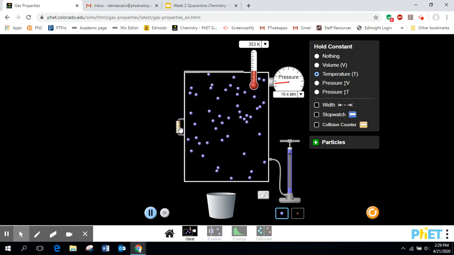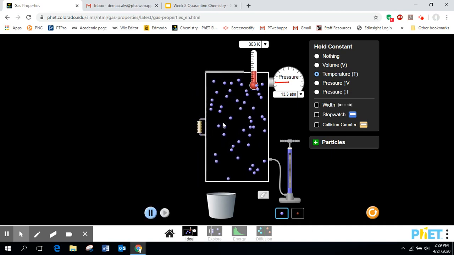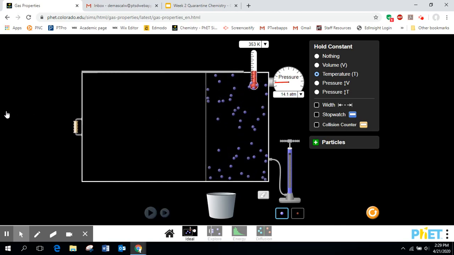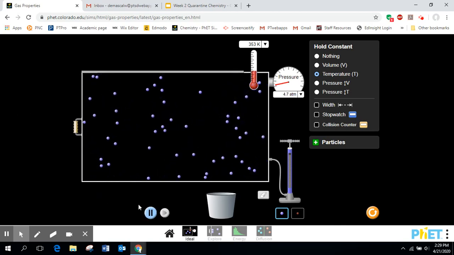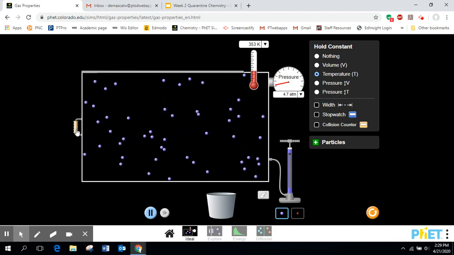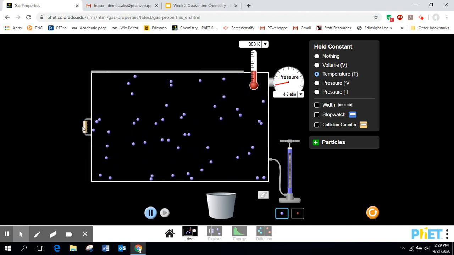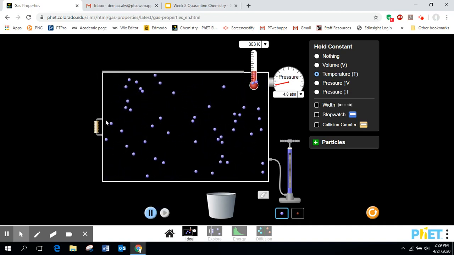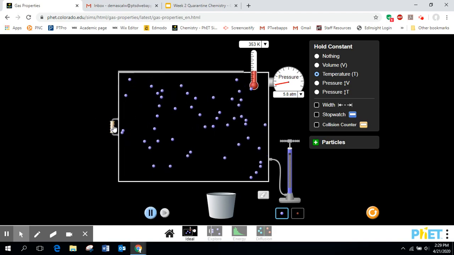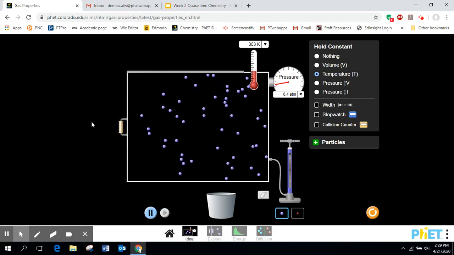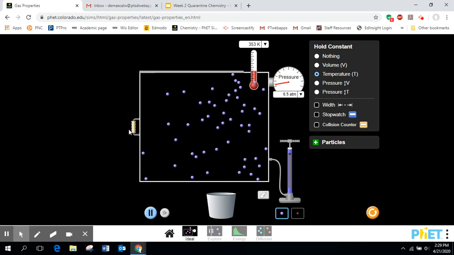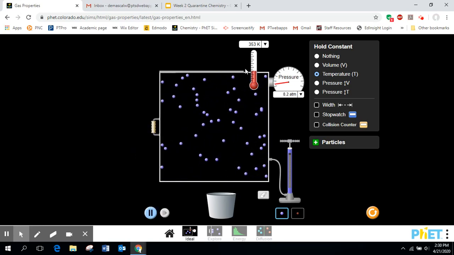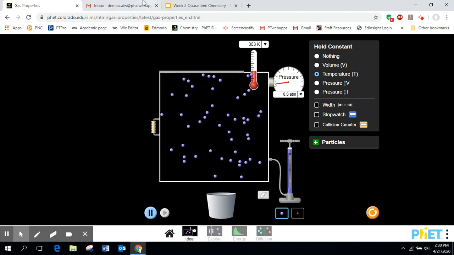Notice how I made the volume go down. I'm decreasing my volume. What's happening to my pressure? It's getting greater. What happens whenever I make my volume larger? My pressure went down. So as the volume decreases, pressure goes up when temperature is constant. Volume goes down, pressure goes up when temperature is constant.